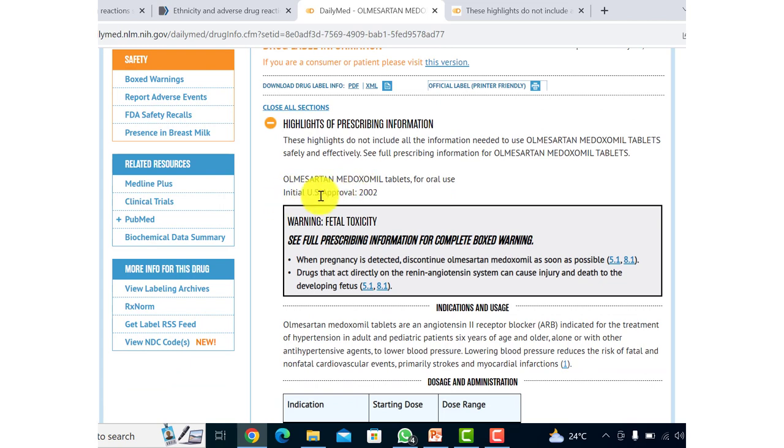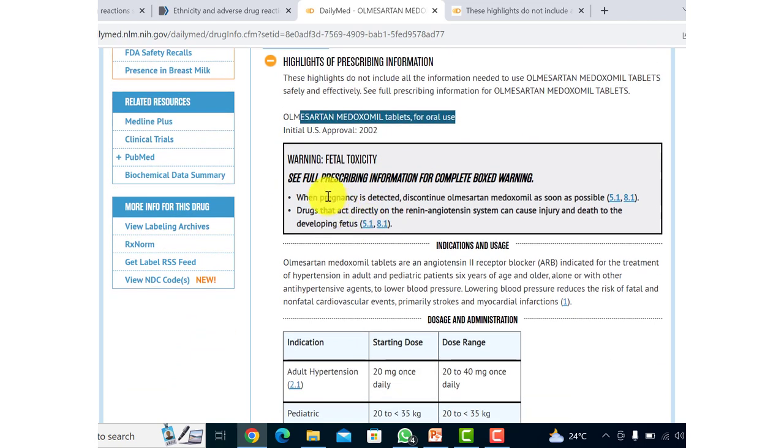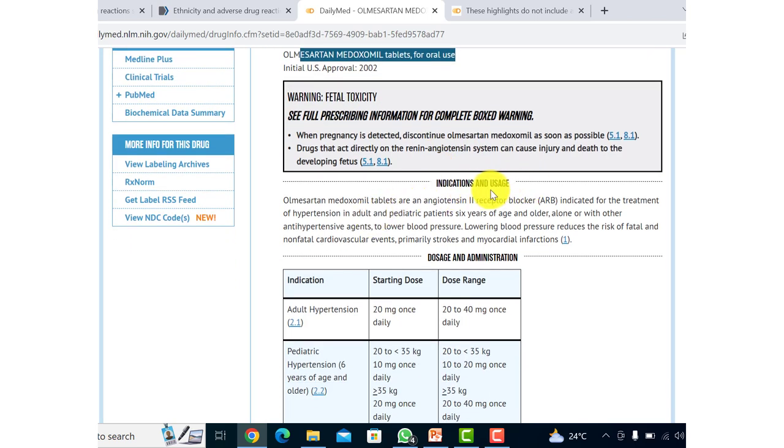You can see initial US approval 2002, the name of the drug, then the warning of fetal toxicity. When pregnancy is detected, it should be stopped as soon as possible, because it acts directly on the renin-angiotensin system. So these are the warnings. Sometimes in the US there are boxed warnings as well. These are the warnings which are important. Now we'll see the indications and usage section.